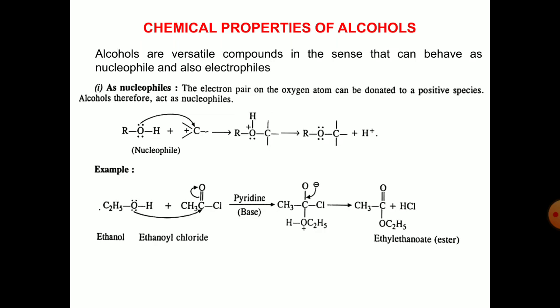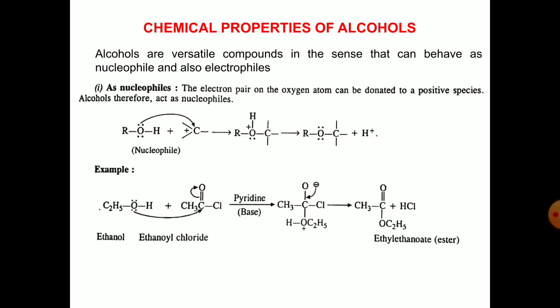The reaction of alcohol with acid chloride. In acid chloride, the carbonyl group is polar because the C double bond O group is present, and the oxygen atom is more electronegative and the carbon atom is electropositive. Therefore, the oxygen atom of ethanol will share its electron pair with the carbon atom of ethanoyl chloride to form a bond as given at the right hand side.